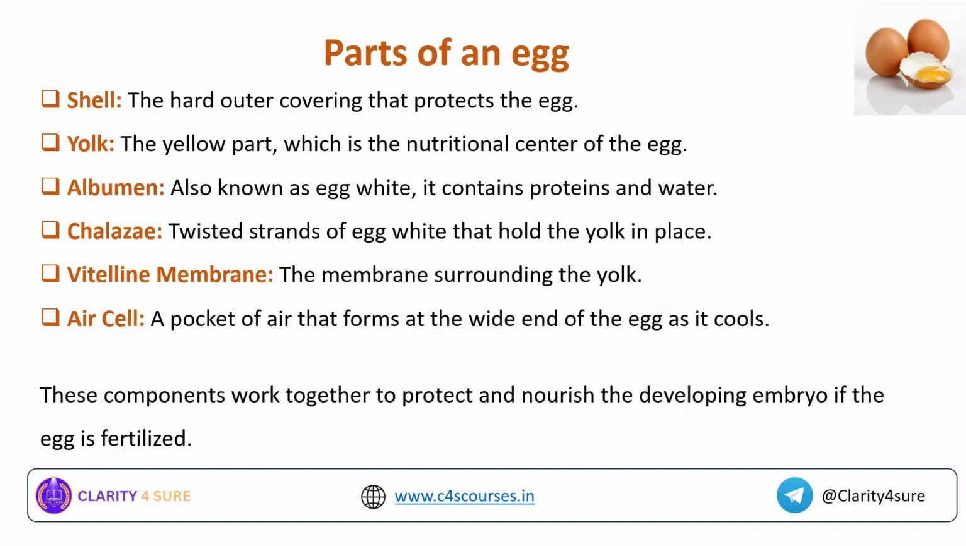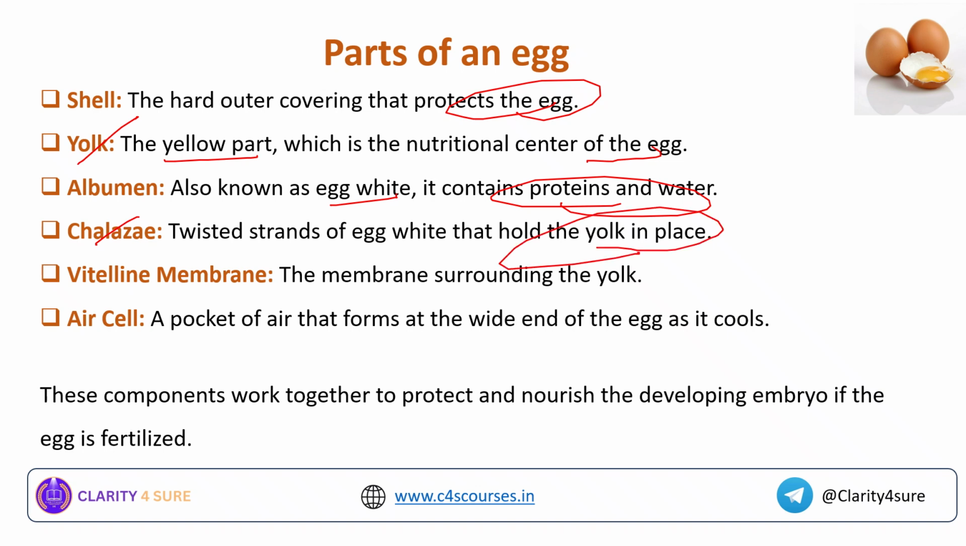Okay, now moving into the parts of the egg. As we already discussed, the outer covering is known as the shell, which actually protects the egg. Yolk, which is the yellow color part, is the nutritional center of an egg. Albumen is also known as egg white. It contains the protein and water. Chalazae, the twisted strands of an egg white that actually holds the yolk in place. Vitelline membrane, the membrane that is surrounding the yolk.